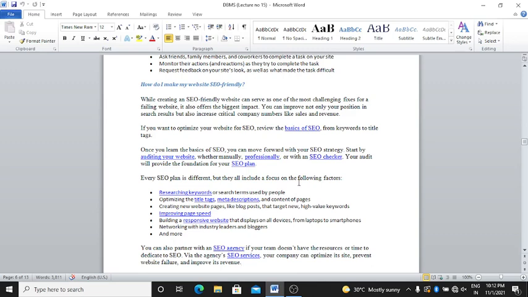How do I make my website SEO friendly? Let's go through it. Every SEO plan is different, but they all include a focus on the following factors. First, researching keywords or search terms used by people. Second, optimizing the title tag, meta descriptions, and contents of pages. Third, creating new website pages like blog posts that target new and high-value keywords. Fourth, improving page speed.